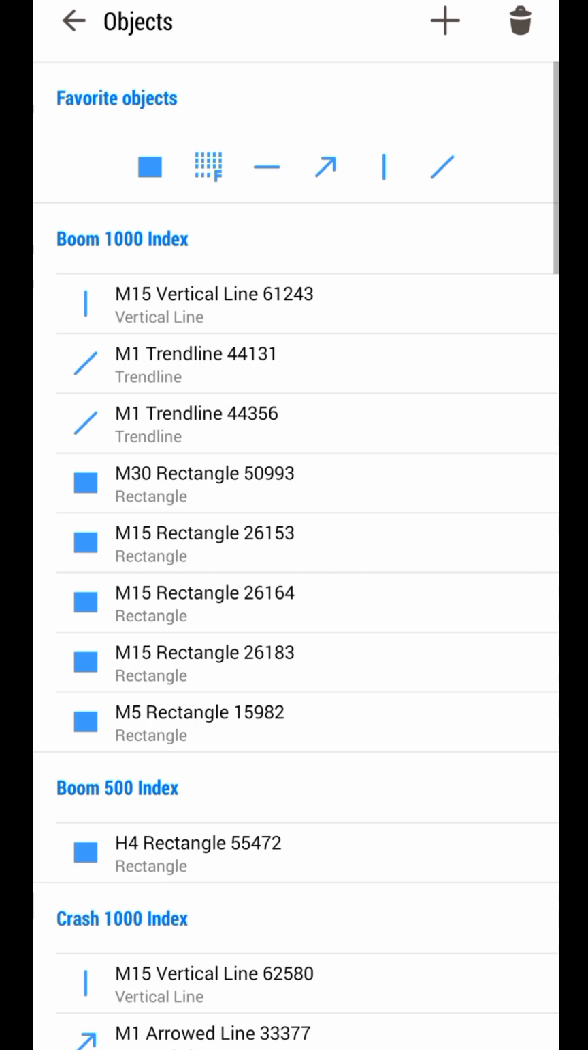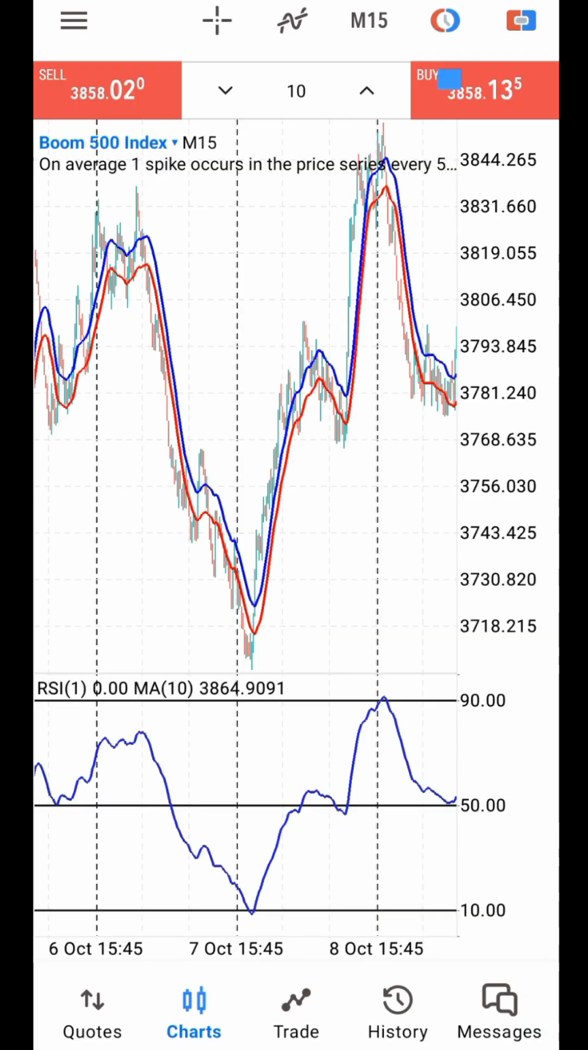Let us assume you have confirmed that the moving average has already come to the level 10 of the RSI, which works as our support level. You understand? The level 10 works as our support level, while the level 90 works as our resistance level. So once markets come to this level, these are the things you are going to be waiting for.